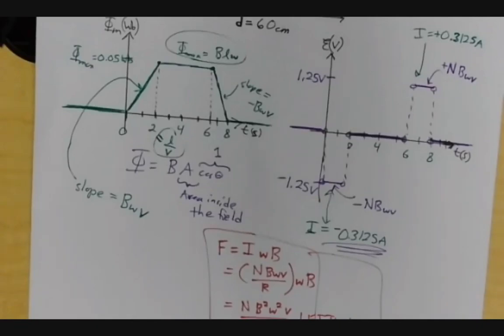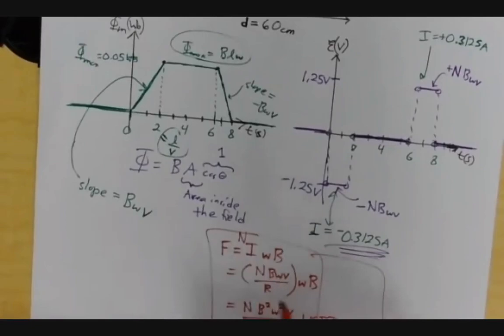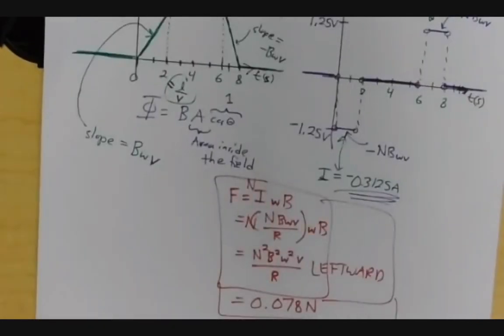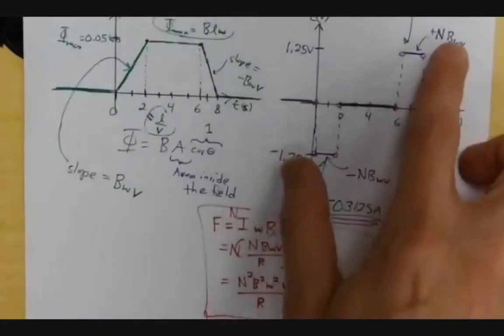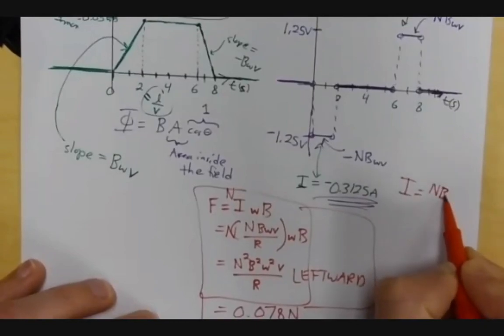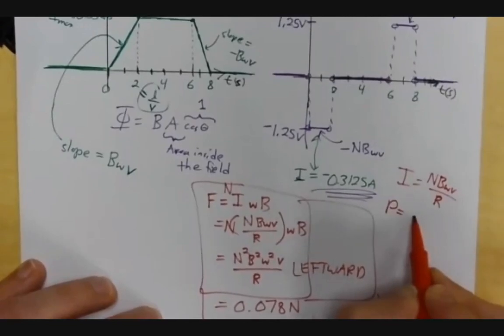This is the force on one of the front wires, and there's 50 front wires. So this is like the force on one wire, and I have to multiply by N. So the N would also get squared. And then if you multiply by V, that would be power, and that would be everything squared except the R. And the current is NBWV over R.